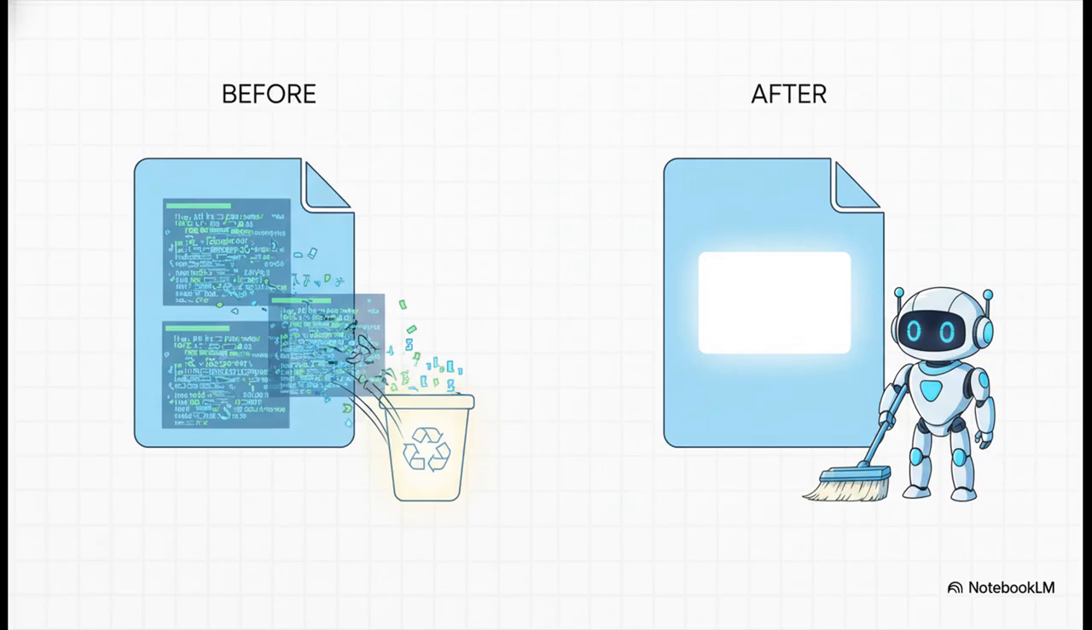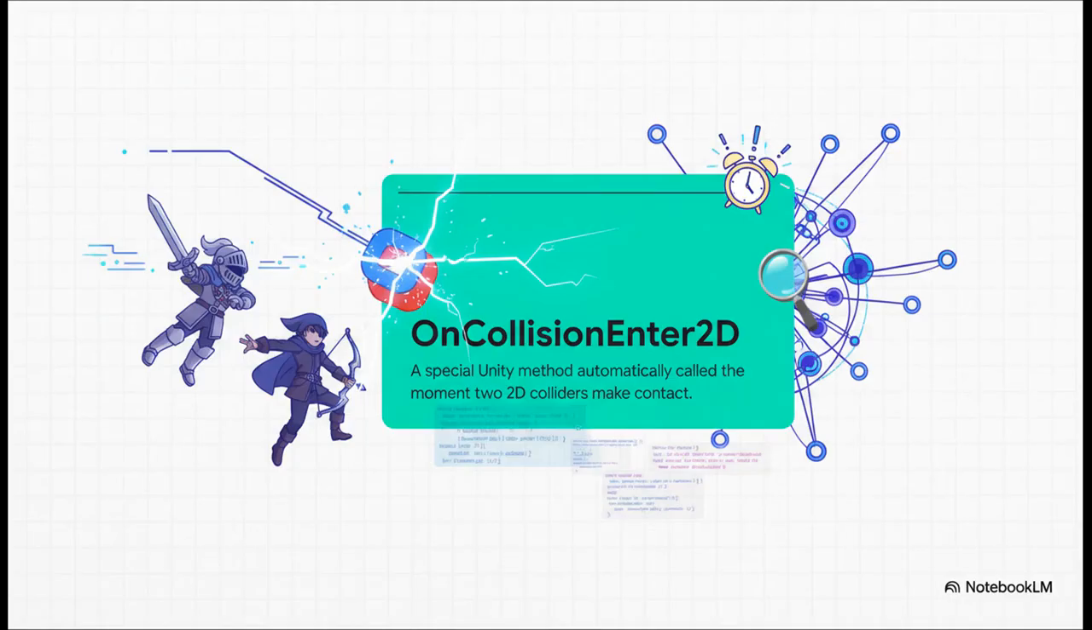Gives us a nice, clean slate to work with. And here it is. This is the magic phrase for today. OnCollisionEnter2D. Now, this is not a function that we ever call ourselves. It's a special event function that's baked right into Unity. Think of it like a secret alarm system.